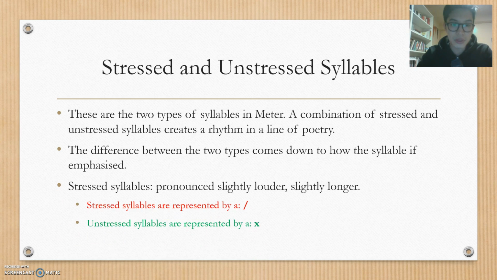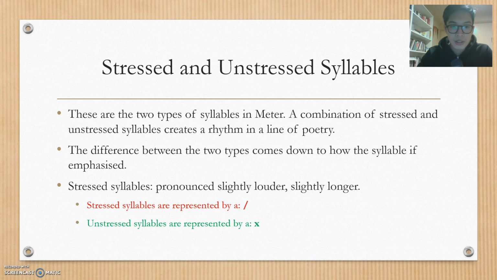So what's the difference between the two? Stressed syllables are pronounced slightly louder and slightly longer. They're represented by a slash and unstressed syllables are represented by an X when you're actually marking it down. Now, you won't have to mark down what types of syllables are in a poem. That's mainly just for yourself, a way of seeing how the rhythm is progressing. What's more important is your ability to hear and to explain why there's certain stress or lack of stress and how that actually contributes to the rhythm of a poem.